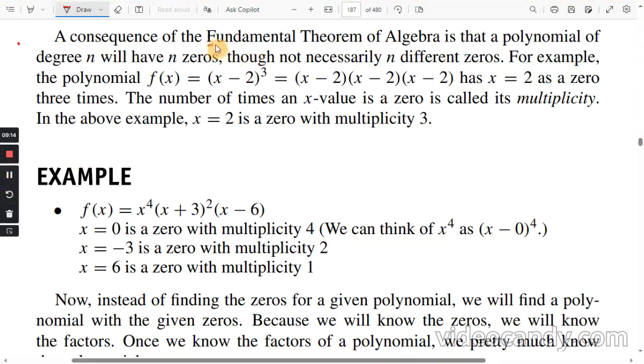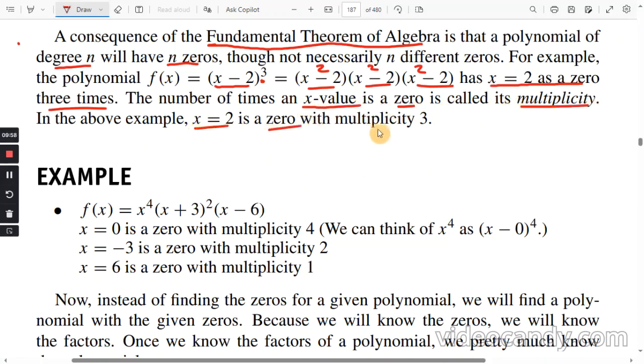All right, so for the fundamental theorem of algebra, a polynomial of degree n will have n zeros, although not necessarily n different zeros. For example, if you have f of x equals x minus 2 to the third, and you broke up x minus 2, multiplied 3 times, and you set this equal to 0, you would get the number 2 3 times. So x equals 2 as a 0 would occur 3 times. The number of times an x value is a 0 is called its multiplicity. So in this case, x equals 2 is a 0 with multiplicity 3.